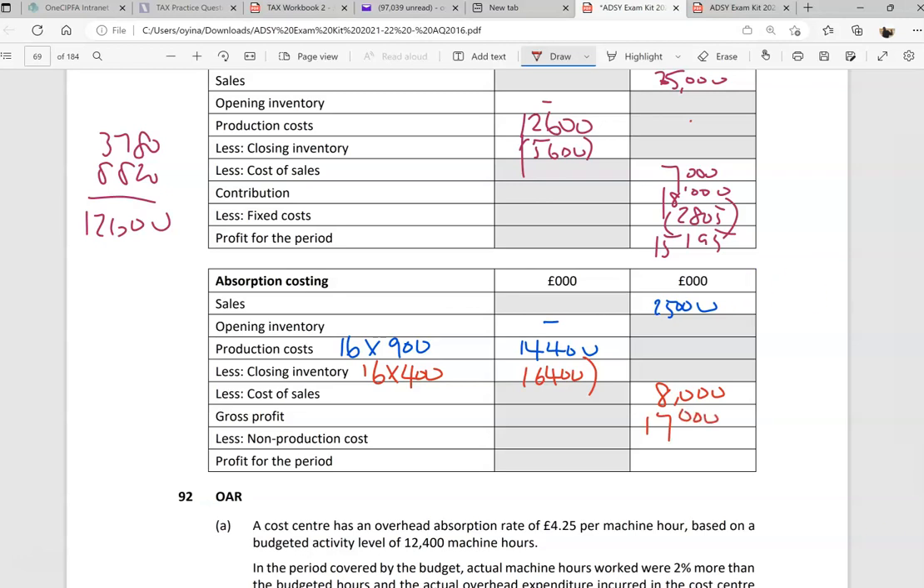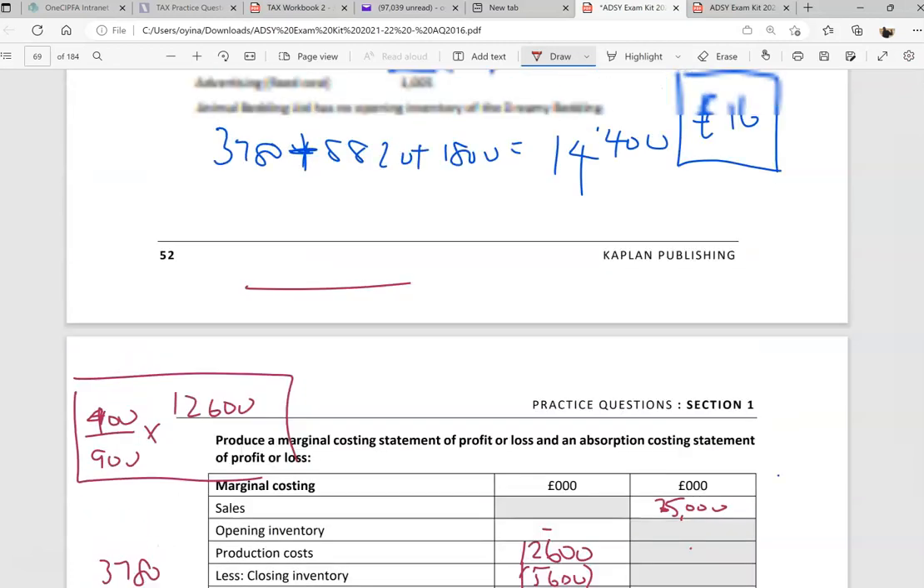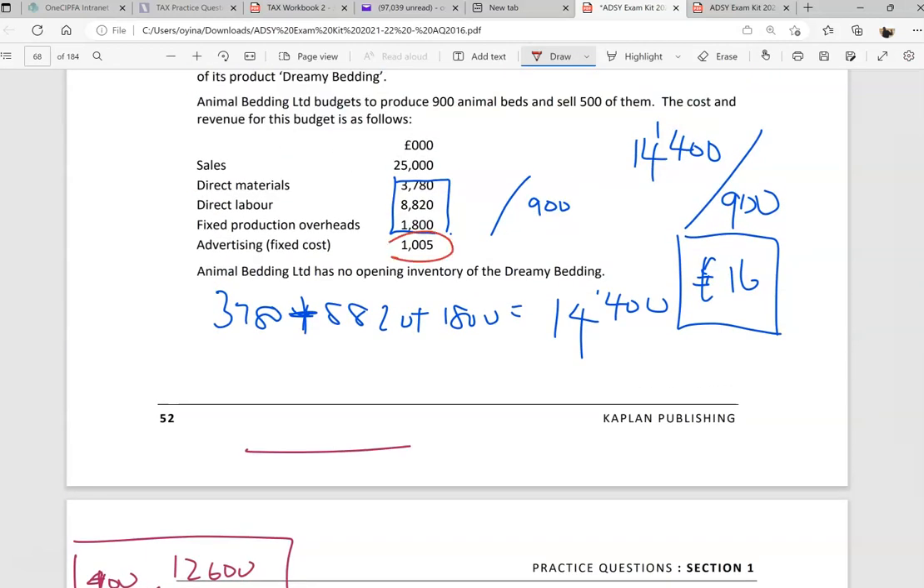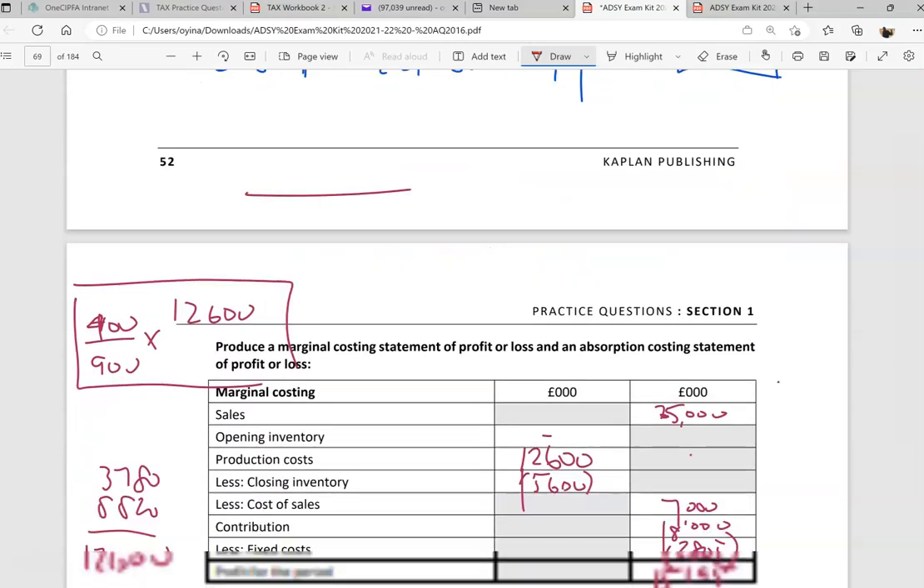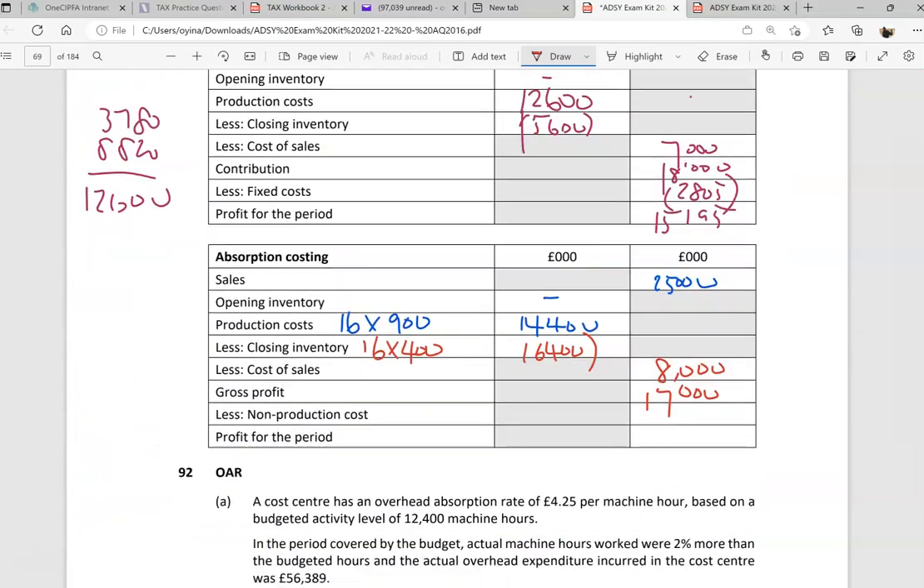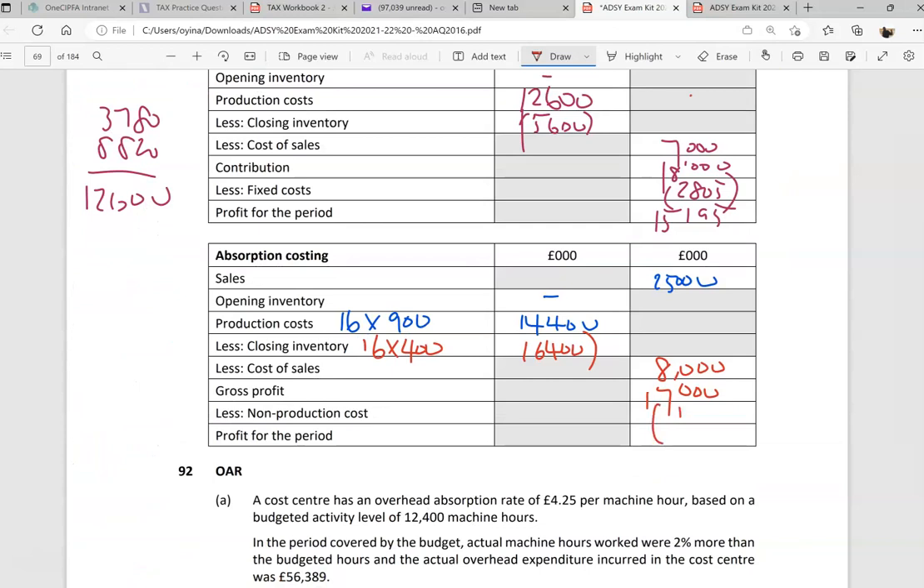Which leaves you with a gross profit of 17,000 and a single fixed cost here of 1,005. So take that off. Take the 1,005 off. So you have 17,000. Take the 1,005, and you have 15,995. Yes, cool, great stuff. And that is question 91.